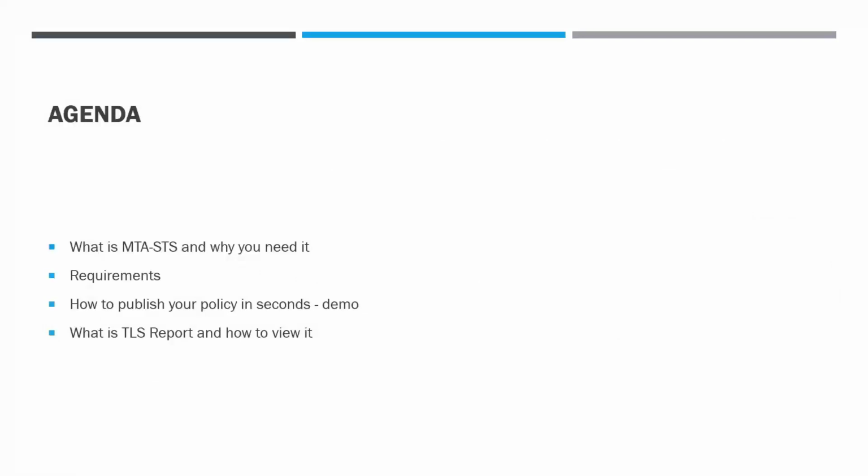All right, so I'm not going to talk a lot about why we need MTA-STS. Instead, I'm going to talk about how to implement it in Zeemes, and how easy it is to implement. There are lots of articles on the internet that talk about why you need it and why you should have it, so I'm going to skip all that part. I'm going to go briefly over what it is and the requirements, but most of the time I'm going to spend on the latter part, which is how to publish it. And then we'll talk about TLS-Reports as we go along.